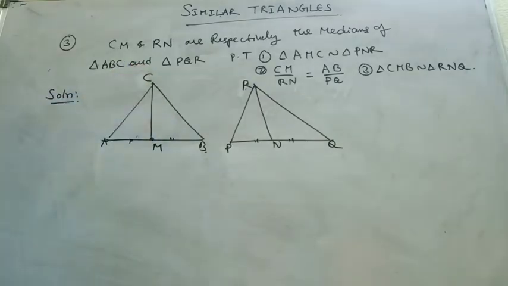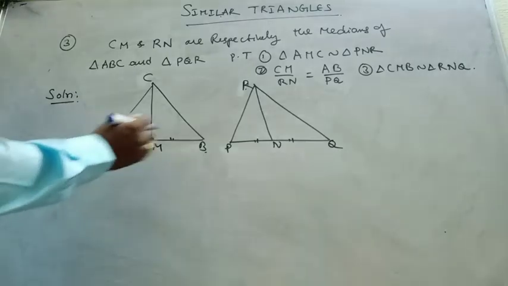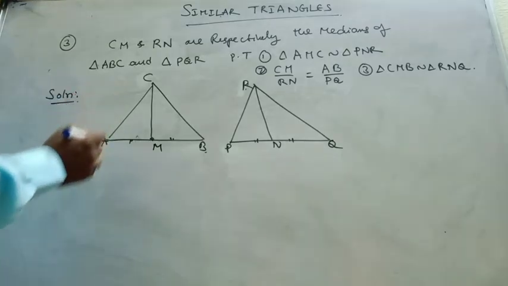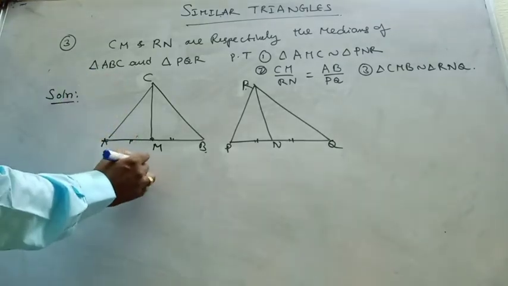It's a very important problem, my dear students. How we are going to deal with this one is to find CM and RN, respectively the medians in these two triangles they have given. And one more thing that they given in this problem, triangle ABC.